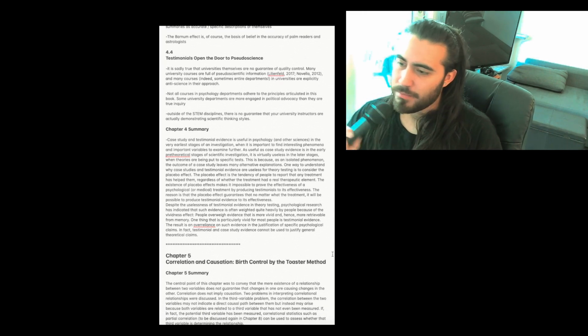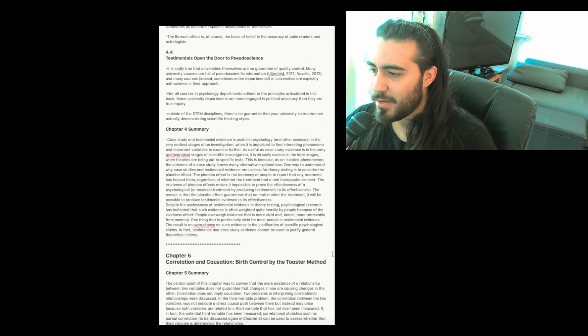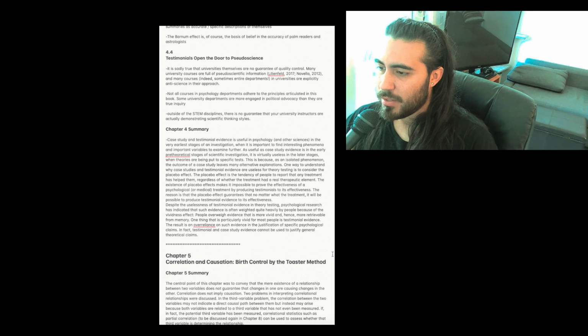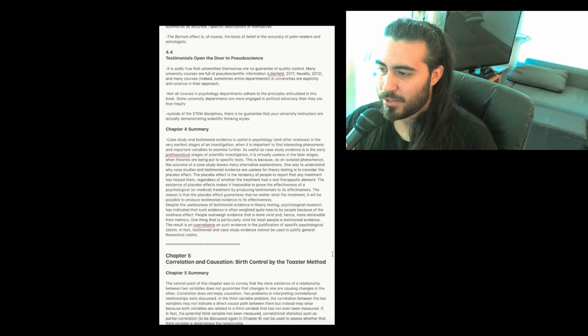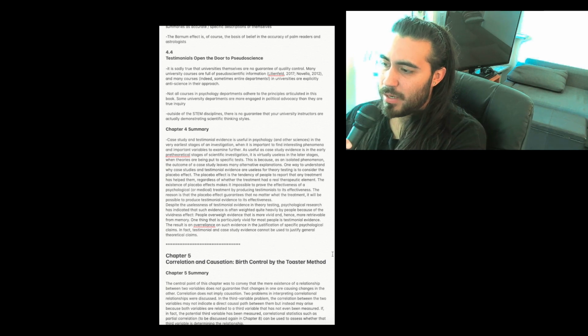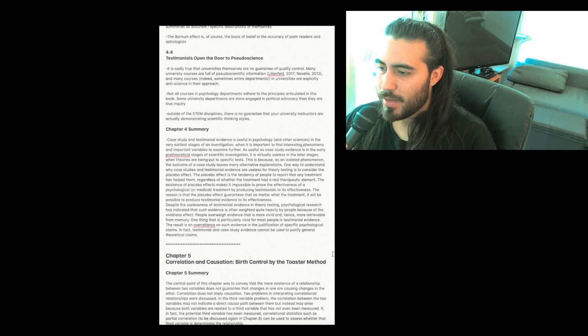Chapter 4 summary again. Case study and testimonial evidence is useful in psychology and other sciences in the very earliest stages of an investigation when it is important to find interesting phenomena and important variables to examine further. As useful as case study evidence is in the early pre-theoretical stages of scientific investigation, it is virtually useless in the later stages when theories are being put to specific tests. This is because, as an isolated phenomenon, the outcome of a case study leaves many alternative explanations.